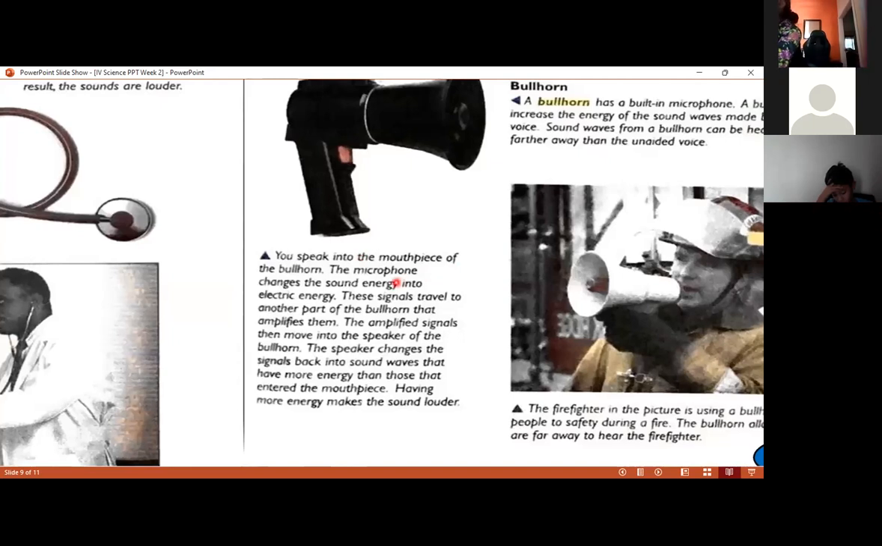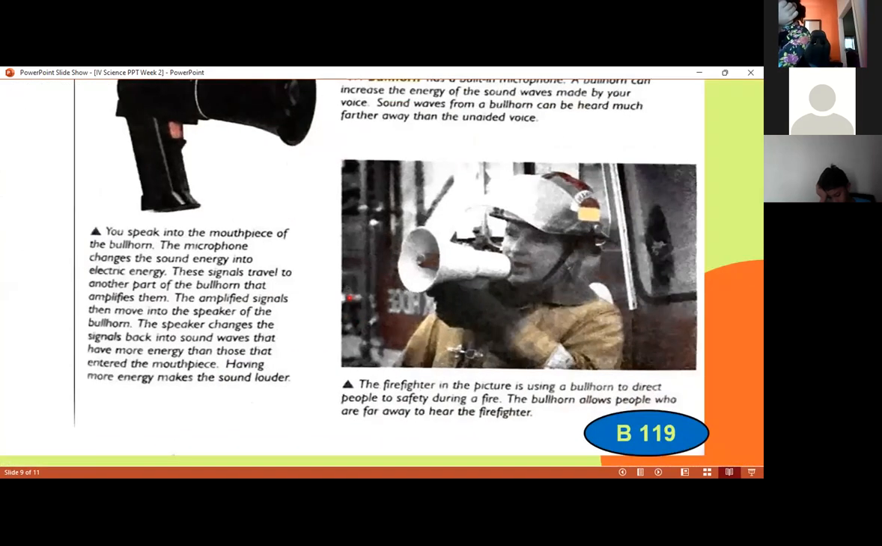The microphone changes the sound energy into electric energy. These signals travel to another part of the bullhorn that amplifies them. The amplified signal then moves into the speaker of the bullhorn. The speaker changes the signals back into sound waves that have more energy than those that enter the mouthpiece. Having more energy makes the sound louder.